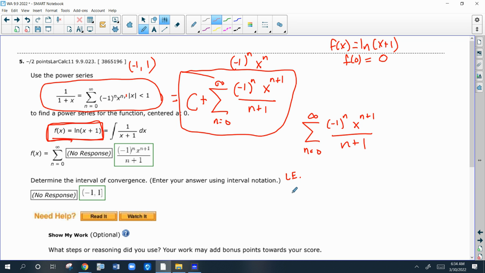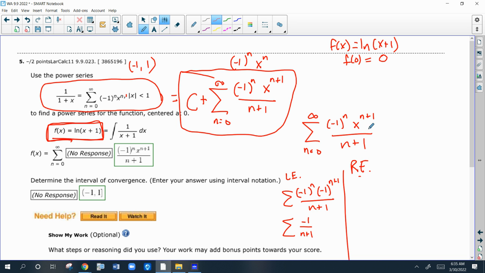So we have the summation of negative 1 to the n times negative 1 to the n plus 1, all over n plus 1. Now, negative 1 to the n times negative 1 to the n plus 1 are guaranteed to be opposite signs. So you're always going to have negative 1 over n plus 1, and that is definitely going to be a divergent series if you just compare it to 1 over n. So we should not include the left endpoint.